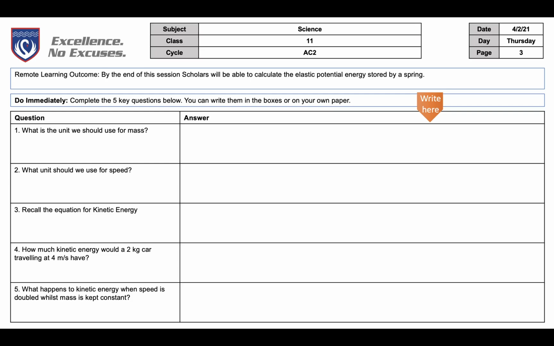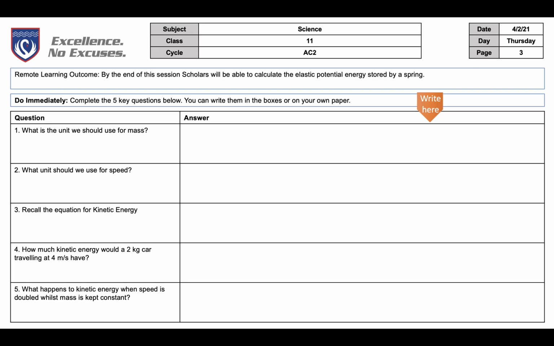Good morning, Year 11. Today we're going to look at the energy stored in a spring when it's either stretched or compressed. If you haven't had a chance to do the do now yet, please do so. Pause the video and then see what you got.